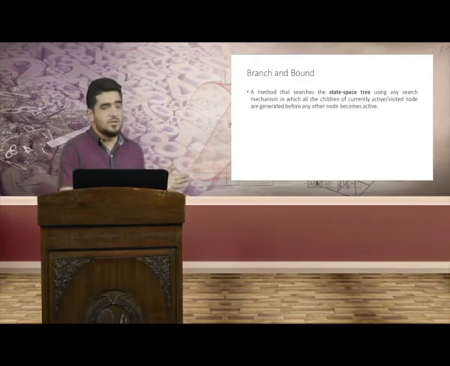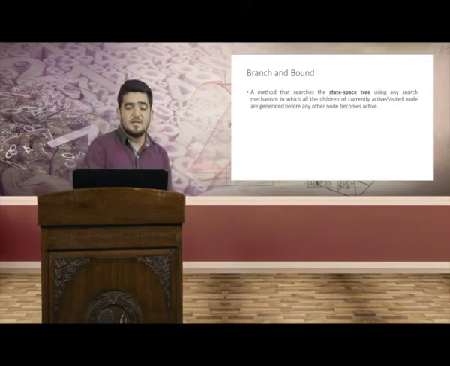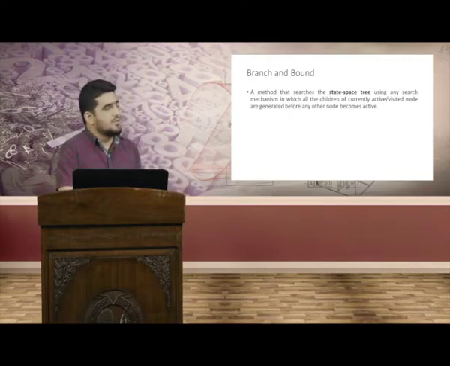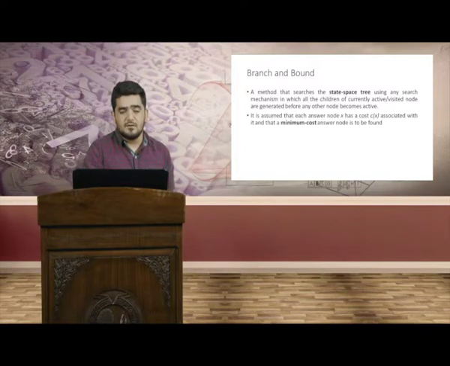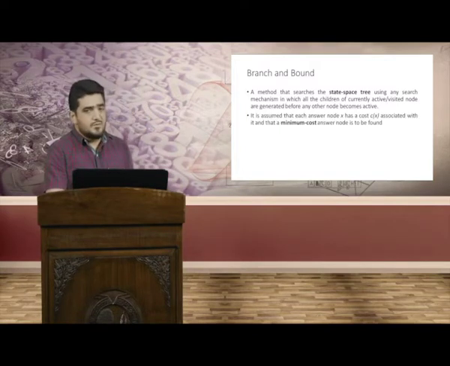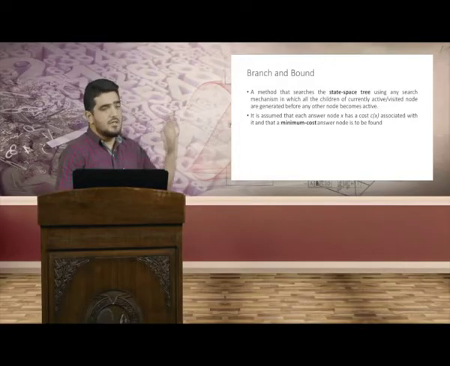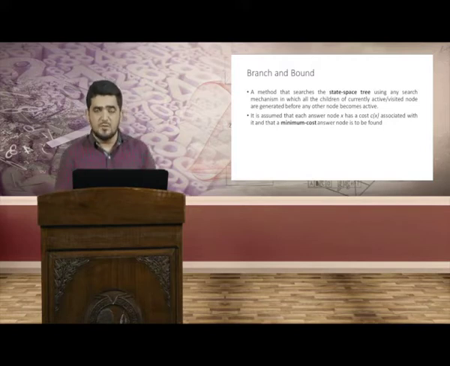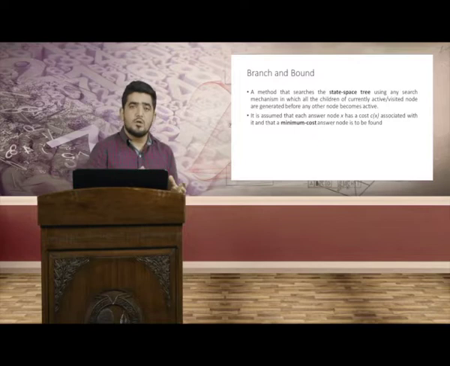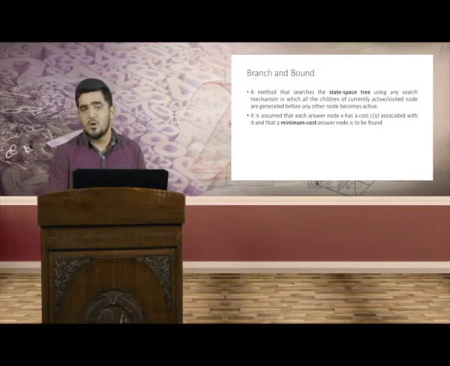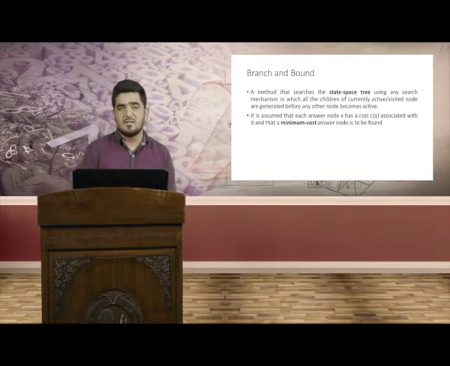One of the distinguishing characteristics of this branch and bound technique is that the children of the currently active node, all the children to be precise, have to be generated before any other node becomes active. Now in this particular technique, it's also assumed that each answer node in the state space tree has some cost associated with it, and we have to find a solution, that is a path from the root of this state space tree to some leaf node, such that the total cost is either minimized or maximized depending upon what problem is at hand, whether the optimization problem is a minimization problem or a maximization problem.